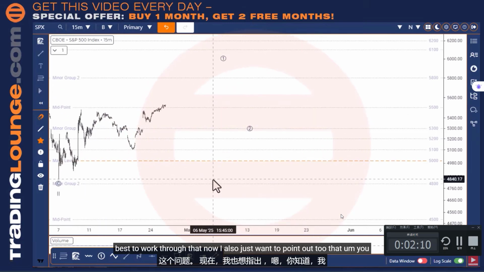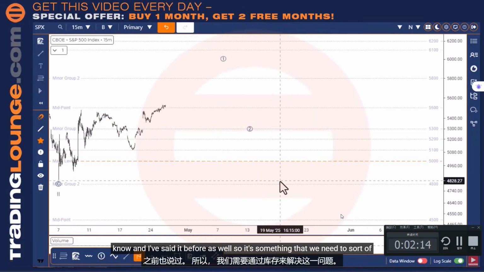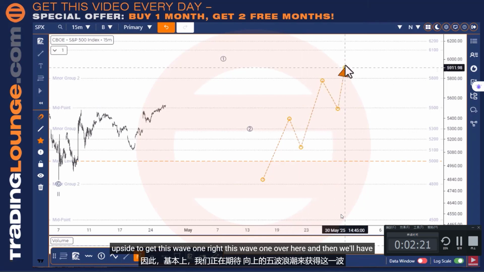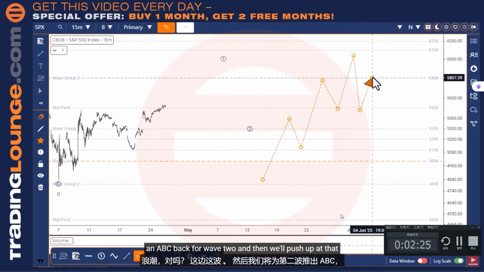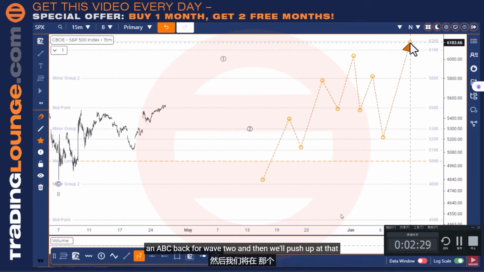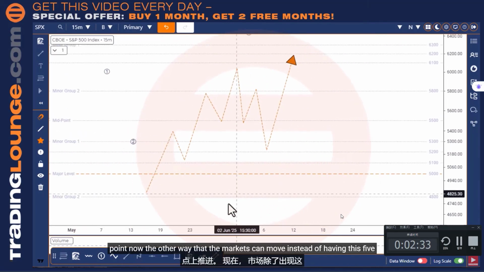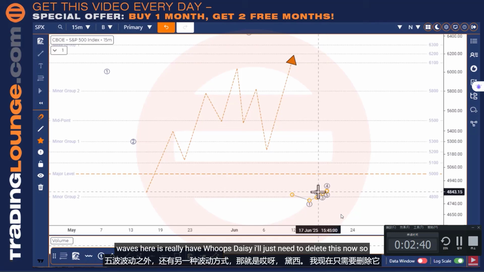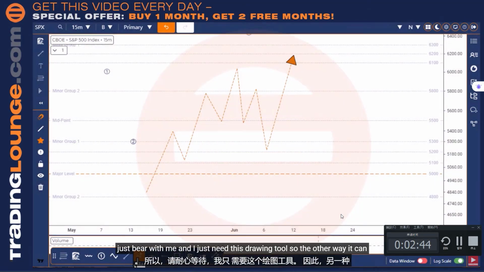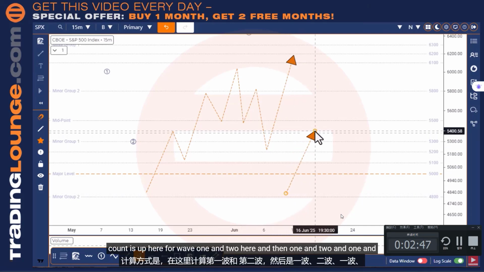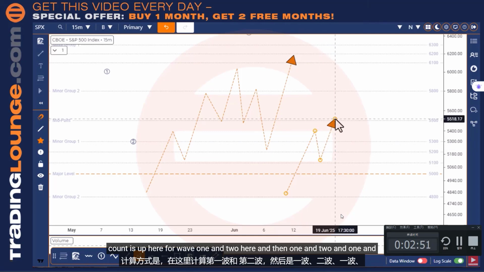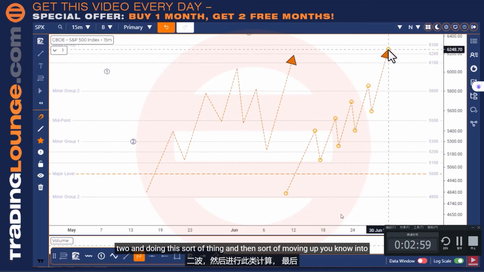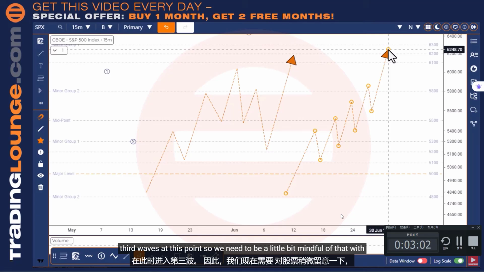Now, I also just want to point out, and I've said it before as well, something that we need to sort of work out with stocks. So basically we're looking at 5 waves to the upside to get this wave 1 over here, and then we'll have an ABC back for wave 2, and then we'll push up at that point. Now, the other way that the markets can move instead of having these 5 waves is, whoopsie daisy, I'll just need to delete this now, so just bear with me, and I just need this drawing tool. So the other way it can count is up here for wave 1 and 2 here, and then 1 and 2 and 1 and 2, doing this sort of thing, and then moving up into third waves at this point. So we need to be a little bit mindful of that with stocks.